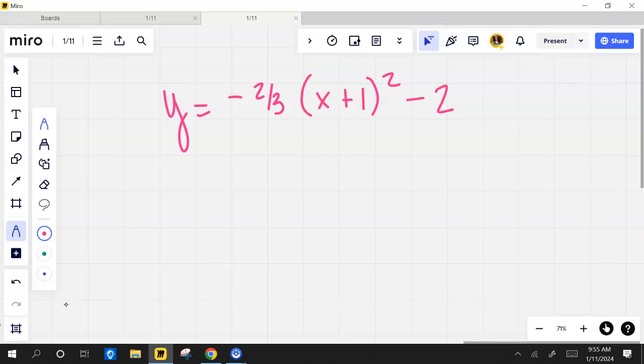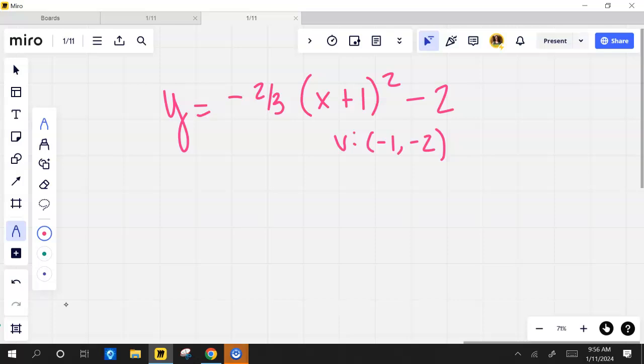Tell me what you know so far. We know the vertex. We can definitely find the vertex. What is the vertex here? Look at y'all. -1, -2. See how easy that was? No opposite b over 2a. No plugging back in. I literally just pull it out of the equation. What else do you know?